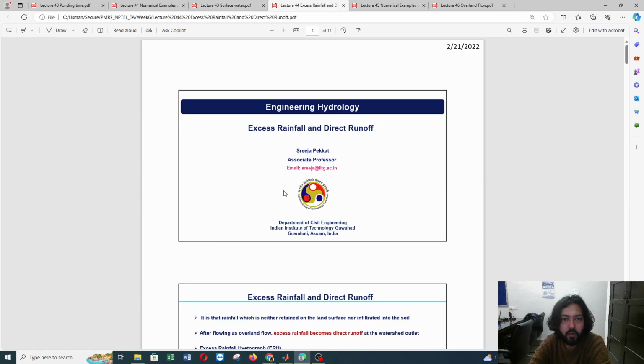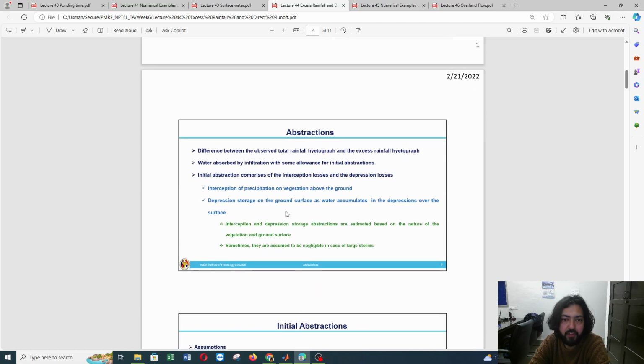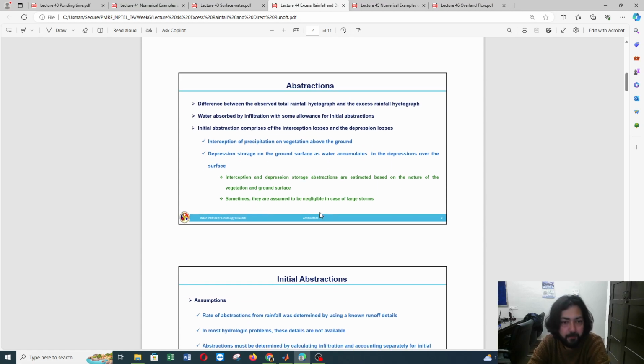Then we talked about excess rainfall and direct runoff and the different ways how we can calculate direct runoff. Then initially we talked about initial abstraction. So we know initial abstraction comprises of two losses, that is interception losses and depression losses. Since we have covered all the storage component, we know what is interception losses. So where interception losses would occur and where depression losses would occur, right?